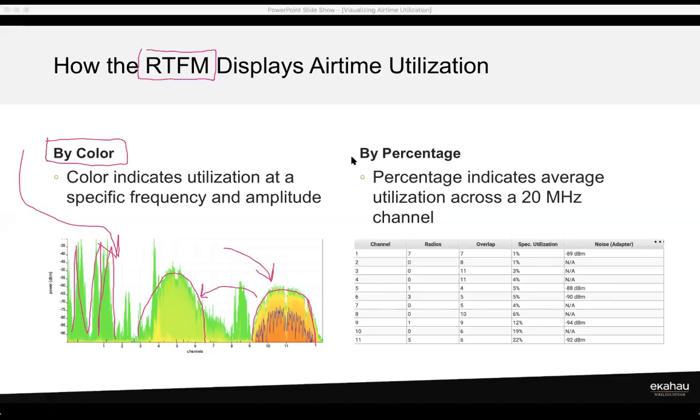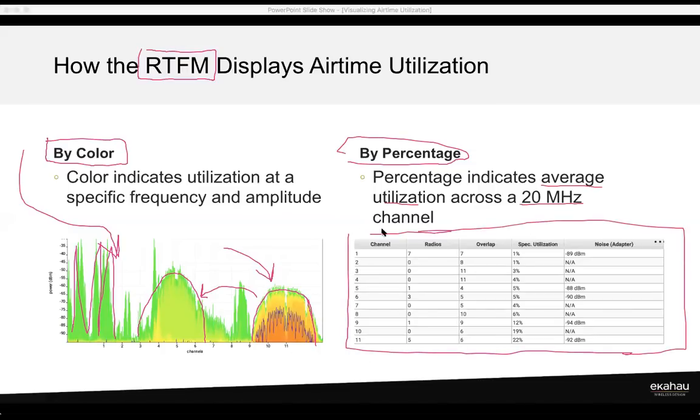We can also look at it from a raw percentage standpoint. So we can look at a percentage in Ekahau, and that's going to basically give us an average utilization across a 20 megahertz Wi-Fi channel. So for example, this capture of this chart was taken at the exact same time as this capture of the density view. And so if we look at channel 11, well, channel 11 is sitting at about 22% utilization on that channel right now. It's being used 22% of the time, which means that roughly 78% of the channel is still available for use.